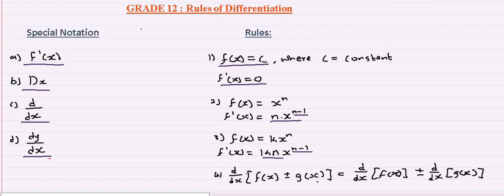Rule number 4 states the following: the derivative of f of x plus or minus g of x, you find the derivative of each term using the above rules. If it's a constant, you put 0. If f of x is x exponent n, you use rule number 2. If f of x is k multiplied by x exponent n, you use rule number 3.